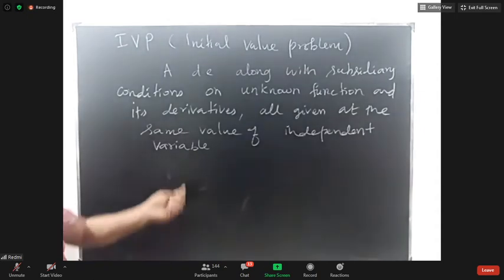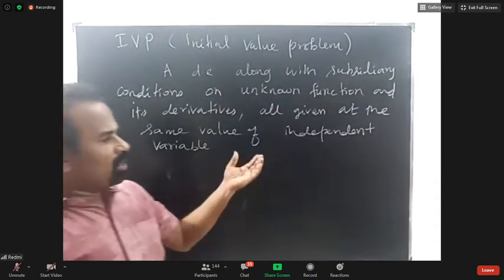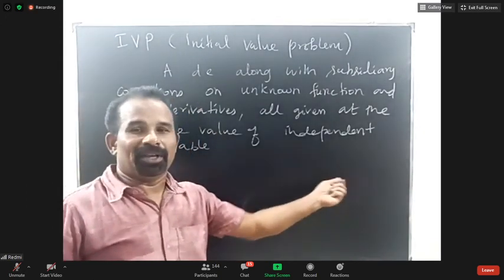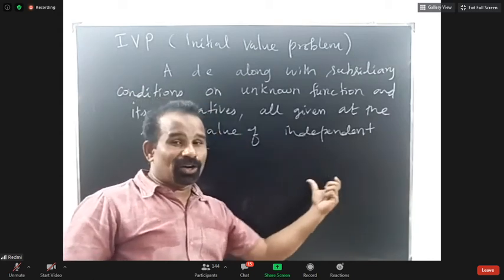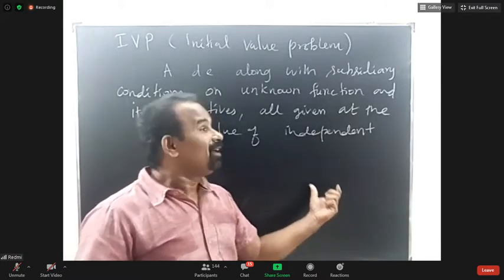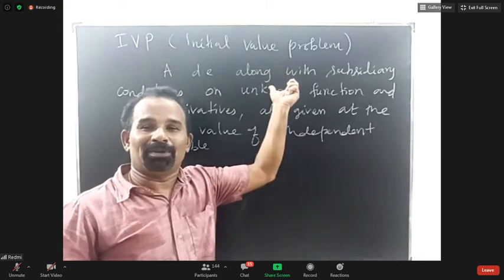So what does it mean by subsidiary conditions? Some conditions like y of x is equal to something when x is equal to something, y dash of x is equal to something when x is equal to something. If we have the same value of x, that problem is called an initial value problem.